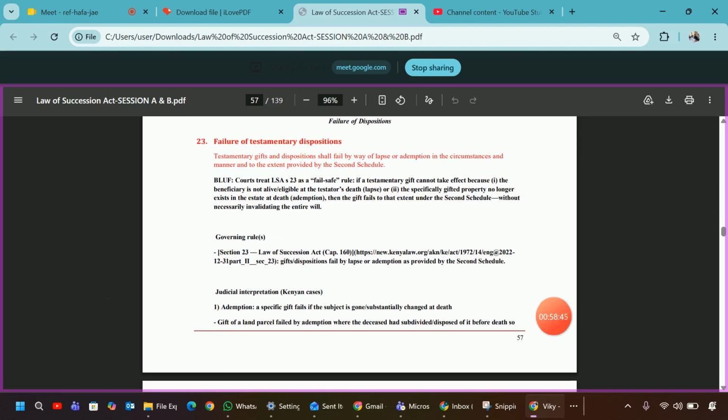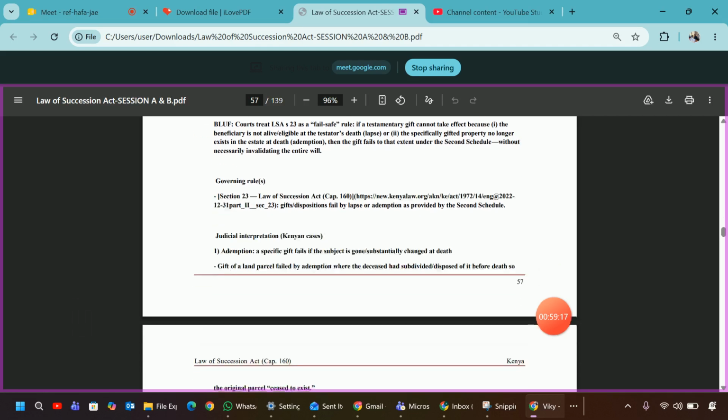So section 23 of the Act talks about gifts and dispositions may fail by lapse or redemption as provided by the second schedule. So section 23 basically tells us that a gift may fail by doctrine of lapse and doctrine of redemption. So redemption, a specific gift fails if the subject is gone or substantially changed at death.